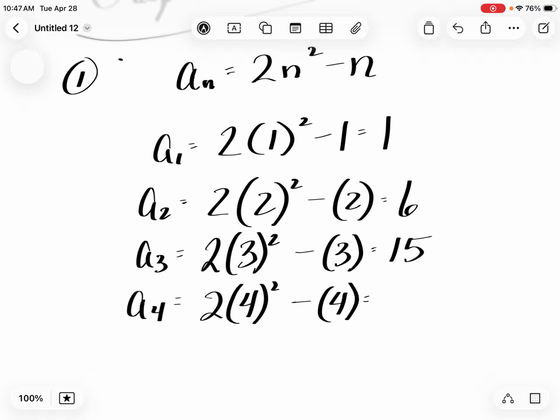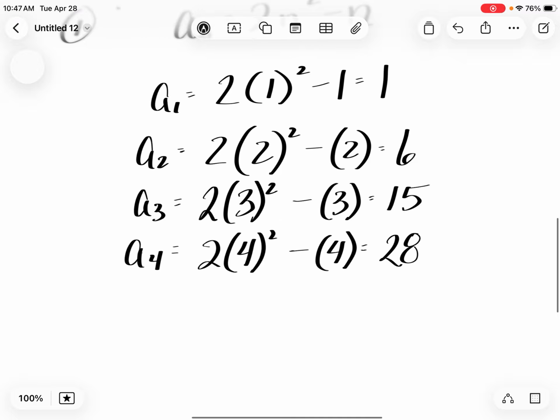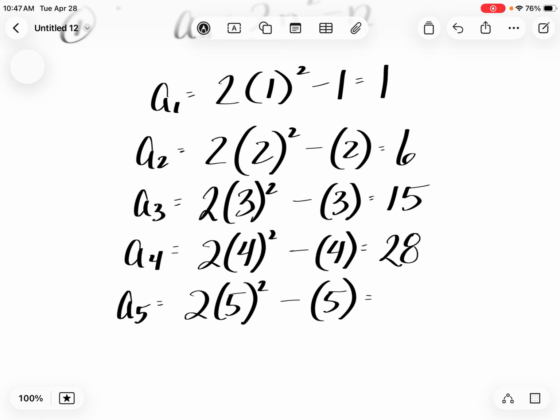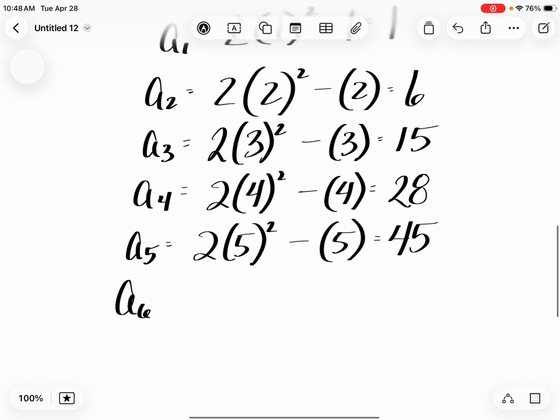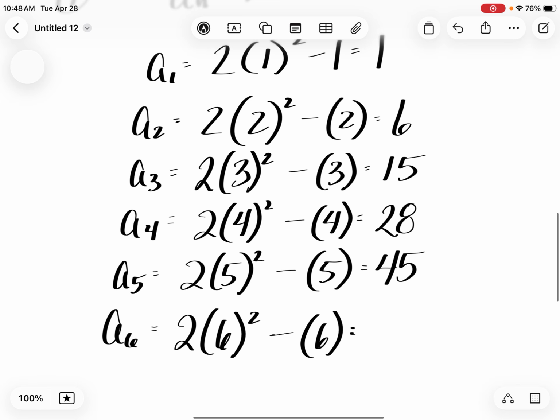Four squared, 16, times 2 is 32, minus 4 is 28. Five squared is 25, times 2 is 50, and 50 minus 5 is 45. And the last one, six squared is 36, times 2 is 72, minus 6 is 66.